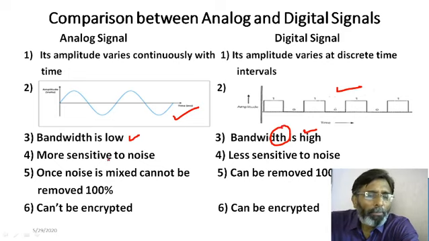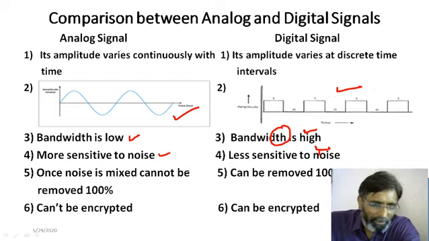What are those? For example, the analog signal is more sensitive to noise, whereas the digital signal is less sensitive to noise. Once noise gets mixed with the analog signal, we can't remove it. What we can do is minimize the mixing of noise with the analog signal. We can design the analog system in such a way that the noise interference is minimal, but once the noise gets mixed with the analog signal, we can't remove it 100%, we can only minimize it. Whereas in digital, we can remove the noise 100%, that is the beauty of the digital signal.